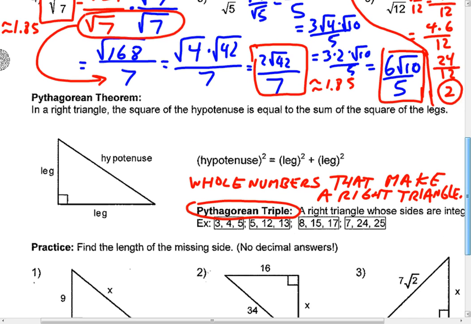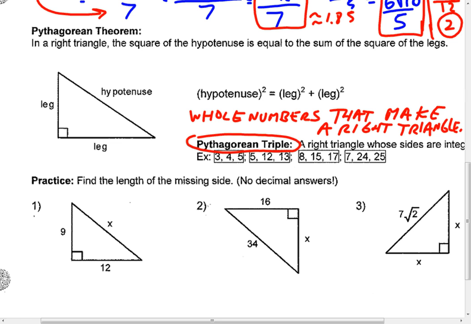You know the Pythagorean theorem. You know a squared plus b squared equals c squared. And we'll be using that a lot this year. But you don't want to use it all the time. You want to save time and energy, especially when you're taking SAT tests or standardized tests. So if you see combinations like 3, 4, 5, 5, 12, 13, 8, 15, 17, 7, 24, and 25, you know that they make a right triangle every single time.